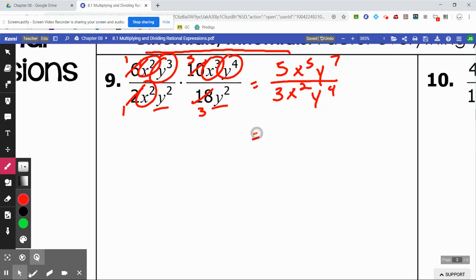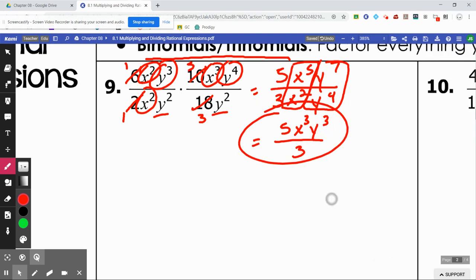Now you can simplify those, or again, like I said, you can simplify them before you multiply, either way. 5 on top, 3 on bottom. You have 5 x's on top, 2 on bottom. Subtract them, that leaves you with 3. They're going to be on top. There are 7 y's on top, 4 on bottom. Subtract them, that leaves you with 3 y's on top. So there is your final answer.